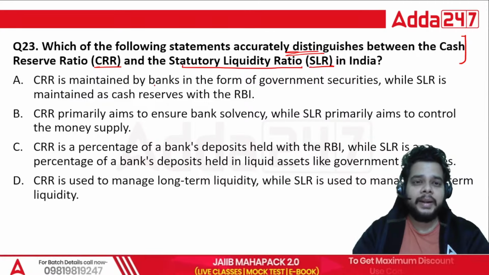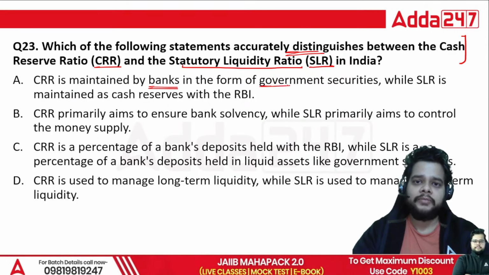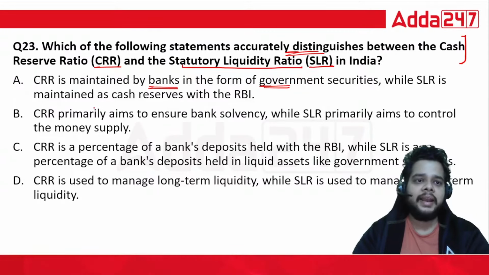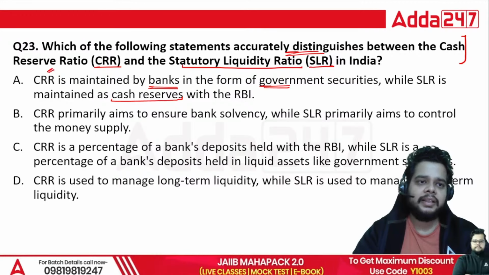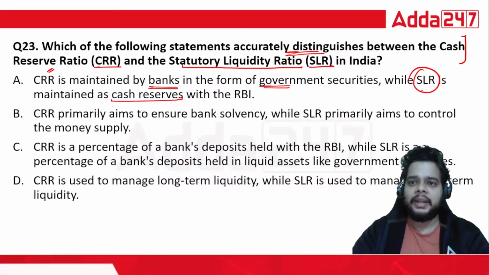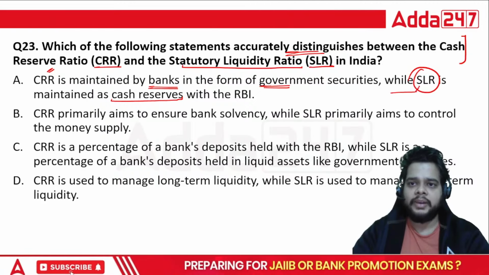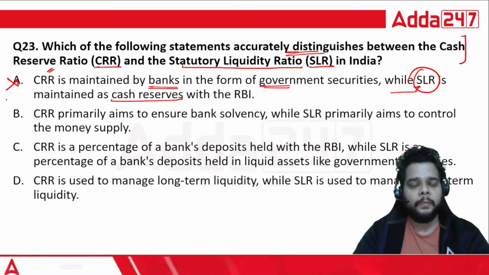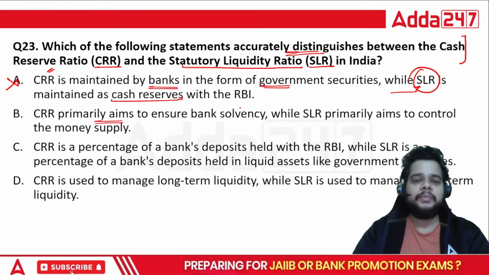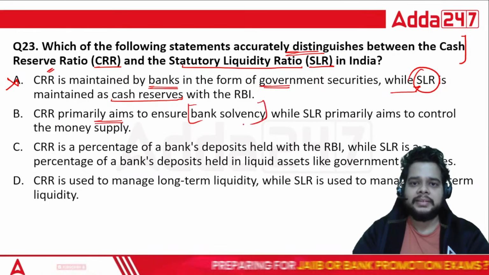So, CRR is maintained by the banks in the form of government securities, while SLR is maintained as cash reserve with RBI. So, as you know, CRR is in the form of cash and cash equivalent, and SLR is maintained in the form of liquid assets, in which cash is also one of the components, but apart from that, you have gold and G-Secs also. So A is wrong.